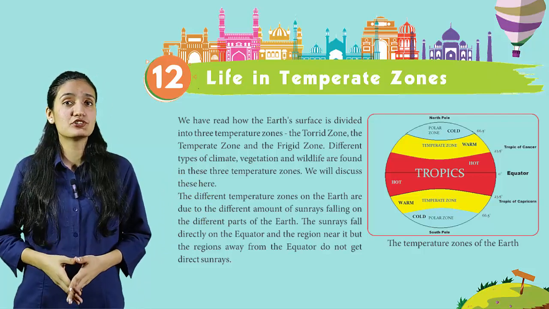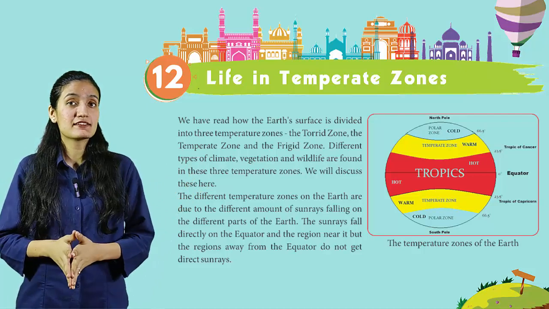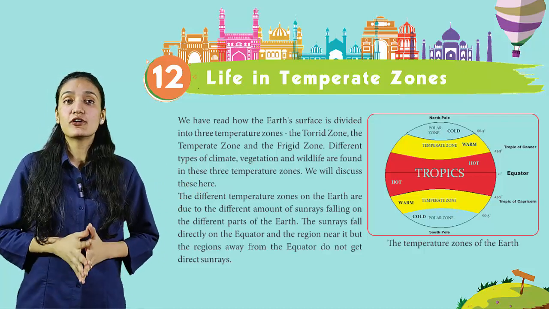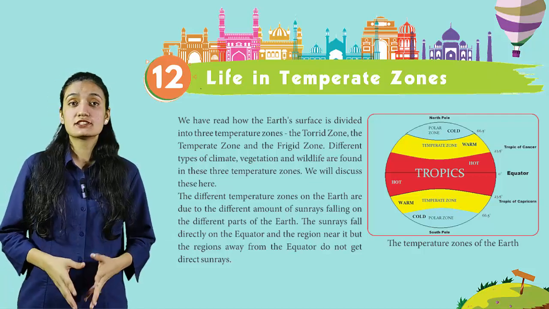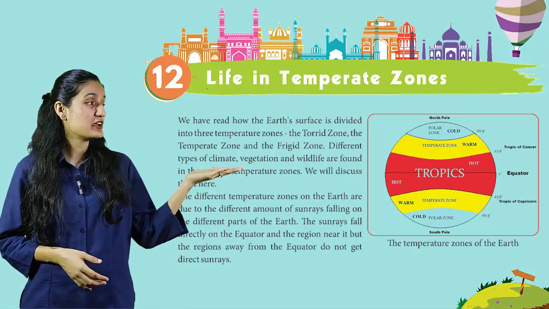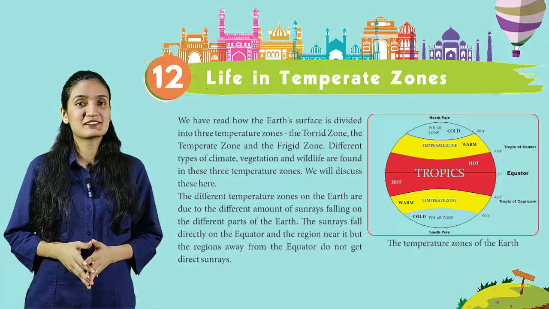The different temperature zones on the earth are due to the different amount of sun rays falling on the different parts of the earth. The sun rays fall directly on the equator and the region near it, but the regions away from the equator do not get direct sun rays. Now, here you can see in the picture the temperature zones of the earth.